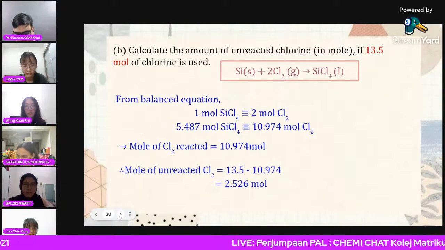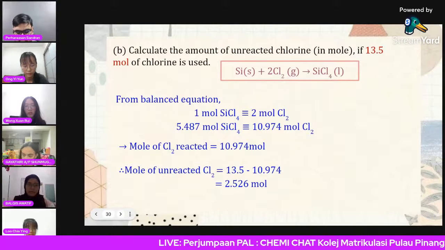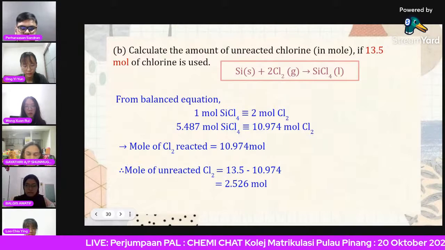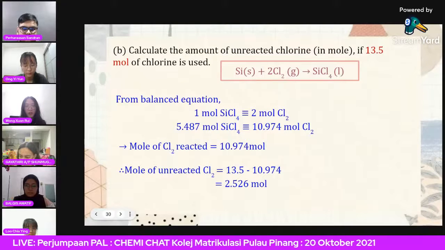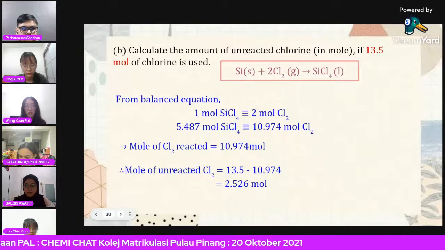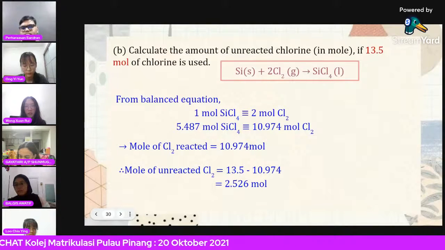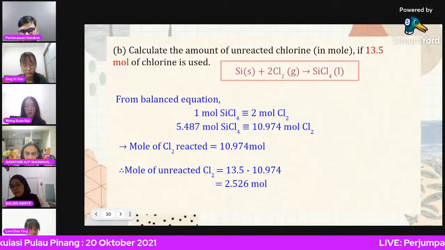Finally, calculate the number of moles of unreacted chlorine, which is 13.5 mole minus 10.974 moles. So the moles of unreacted chlorine is 2.526 mole.